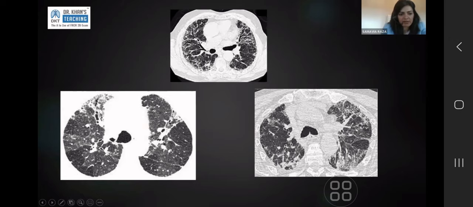architectural distortion, traction. In the context of the bilaterally, the lungs look mosaic. It looks like there's air trapping. So that looks pretty good to call somebody as chronic HP. And the reason I'm calling it as chronic is because I don't see any nodules. I don't see ground glass centrilobular nodularity. So I know this is only chronic.